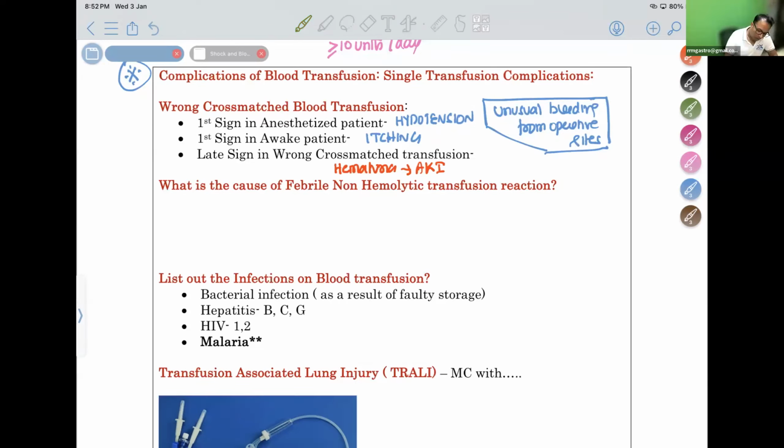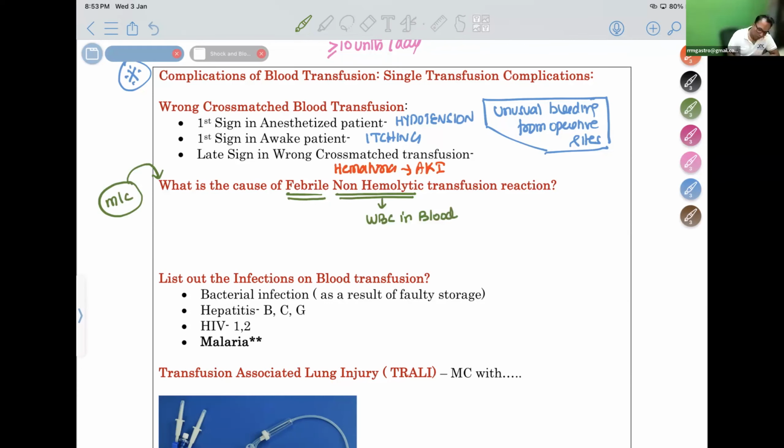What is the most common complication? Most commonly, when you transfuse the blood, the patient will immediately develop this complication. What is the cause of febrile non-hemolytic reaction? Please remember, there is no hemolysis, but the patient develops fever and chills. What is the cause? It is due to WBC in the blood.